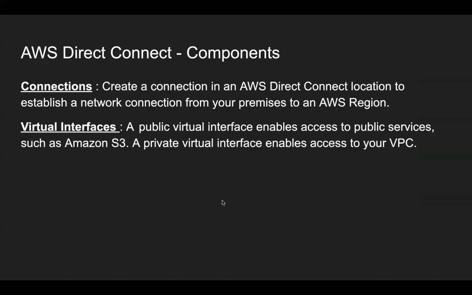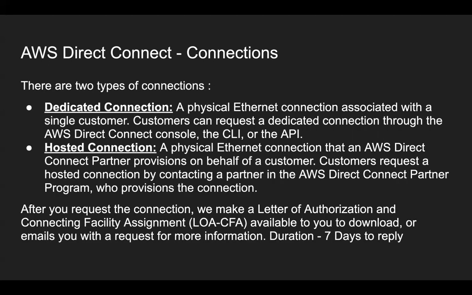So there are two components in regards to Direct Connect. One is connection and the other one is virtual interfaces. A connection is what you choose, sub 1 Gbps or 1, 10 or 100 Gbps in terms of dedicated connection, to establish a network connection between your on-premise and an AWS region. And a virtual interface, like we described, is a public virtual interface that allows you to access internet-related AWS services, and a private virtual interface to enable access to your VPC resources.